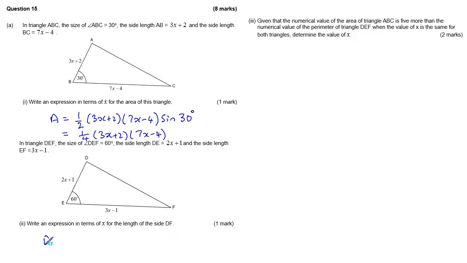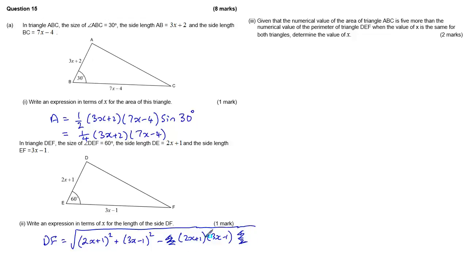So, DF is, let's use the cosine rule, and since we want DF we'll need to square root the whole thing. So that's 2x plus 1 all squared, add 3x take away 1 all squared, take away twice 2x plus 1, 3x take 1, times the cosine of 60 degrees, which is a half, and so that half cancels with the 2 in front there. So we'll just end up with that.